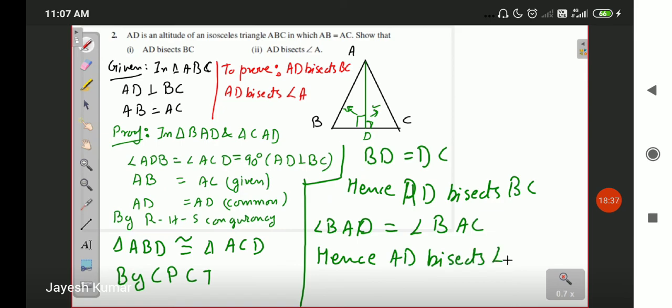Okay, this was a little bit easier than the previous one. The only difference in both of these questions was the different congruency used. Okay, we will do the rest of the questions from tomorrow onwards.